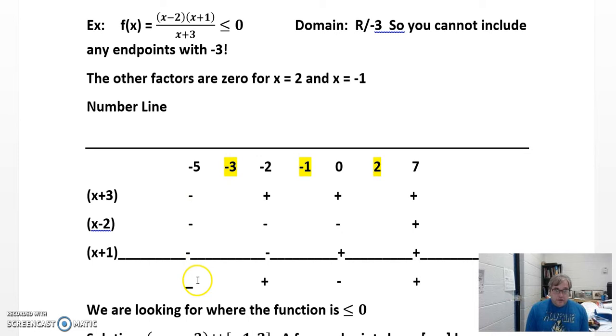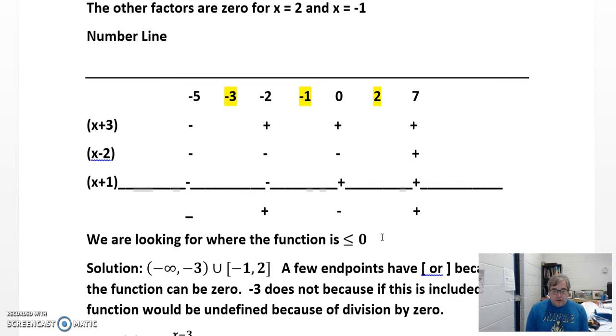Negative, negative, negative gives me a negative. 2 negatives gives me a positive. 1 negative gives me a negative. All positive gives me a positive. I'm wondering where this is less than or equal to 0. Well, it's less than from negative infinity until negative 3. Then the sign changes. And it's also less than between negative 1 and 2.